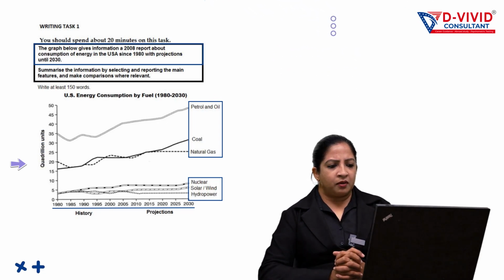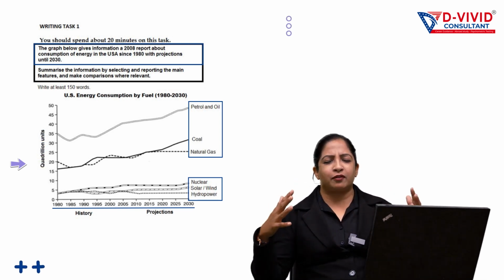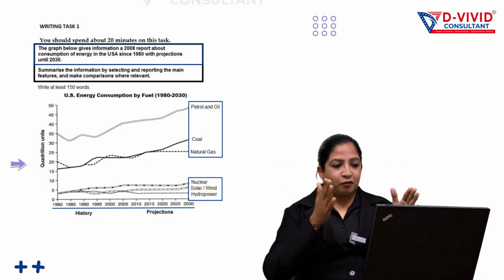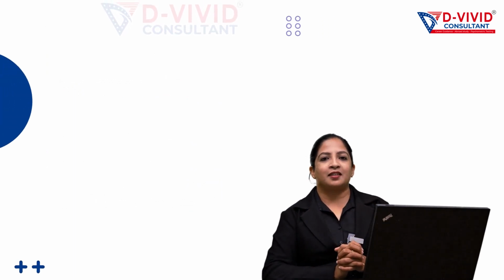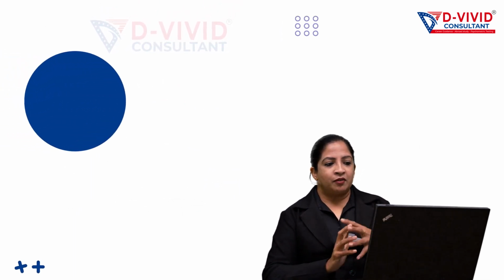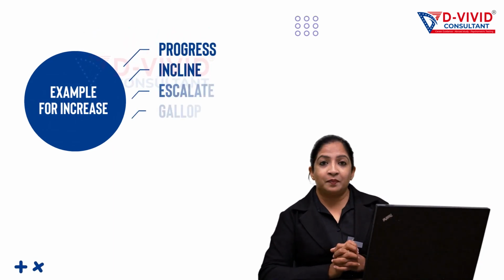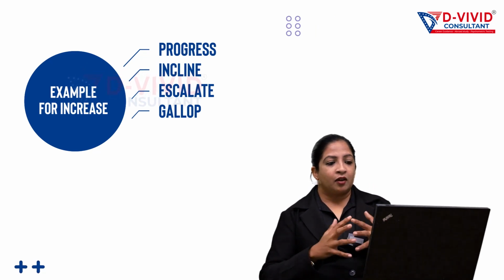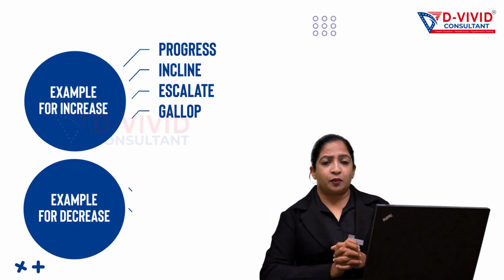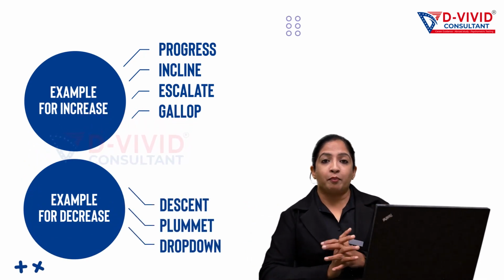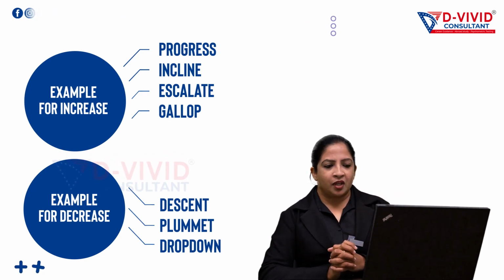Now what about the word increase? For increase we already have a whole lot of vocabulary ready, for both increase and decrease. I don't think that I need to help you out with this, but still I'll give you a few. For example, for increase we can say progress, incline, escalate or gallop. For the word decrease we have descend, plummet, I can say drop down.